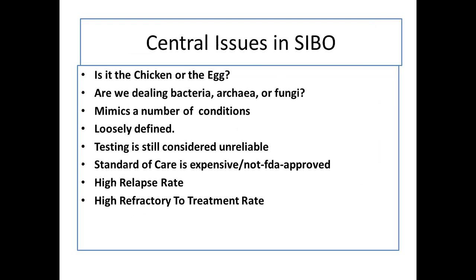So here is a slide that covers some of the central issues in bacterial overgrowth. Are we dealing with the chicken or the egg? Is SIBO an actual treatable condition, or is it a symptom of another process? And what are we actually treating? Bacteria, archaea, fungi? When a patient tests positive for SIBO, is it actually SIBO that's causing the problem? Because SIBO, as we know and we'll learn, can mimic a number of different conditions.